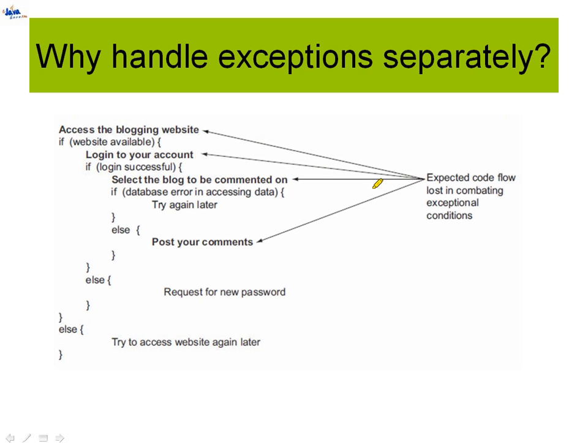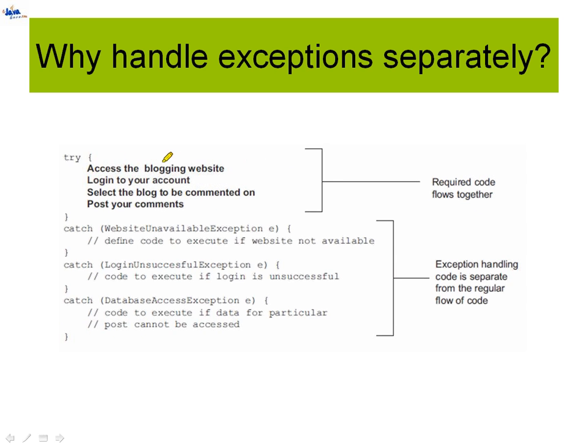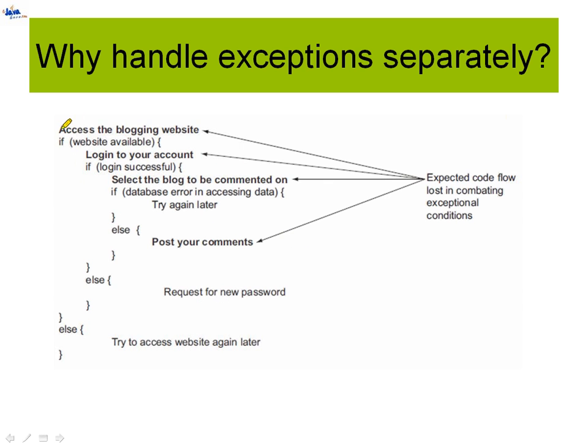Now compare this code with this code. That's a simple set of lines to access a website, log in, select some page to comment on, and to post the comments. So any of these processes can throw an exception. If any process throws an exception, the control is transferred to the appropriate catch block. But if we go back to the earlier code where the code is trying to validate the availability of a resource before moving on to the next one, we see that the code flow, the logic, is actually lost. So I'm trying to highlight the points here.